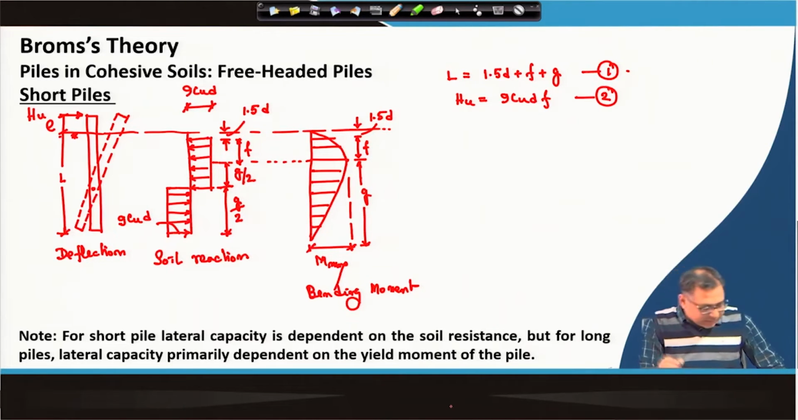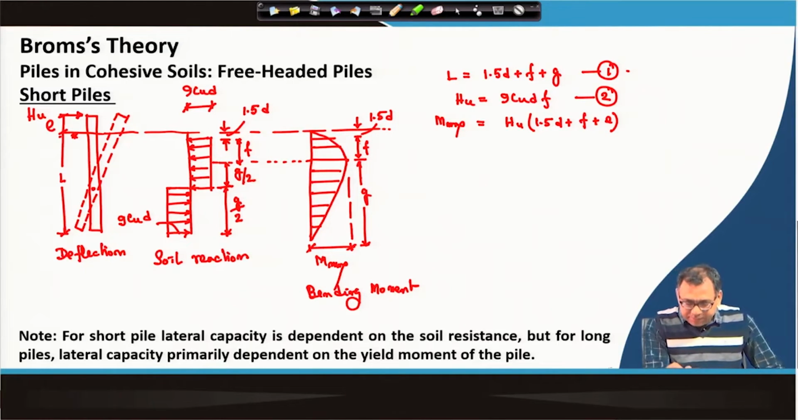So, next if I take the maximum moment, M max. So, what is M max? M max is acting at the f point, at a distance of f from that zero pressure point. So, if I take the moment at this point f, I can get how much the maximum moment will be. So, there will be HU into 1.5 D plus f plus e, okay?